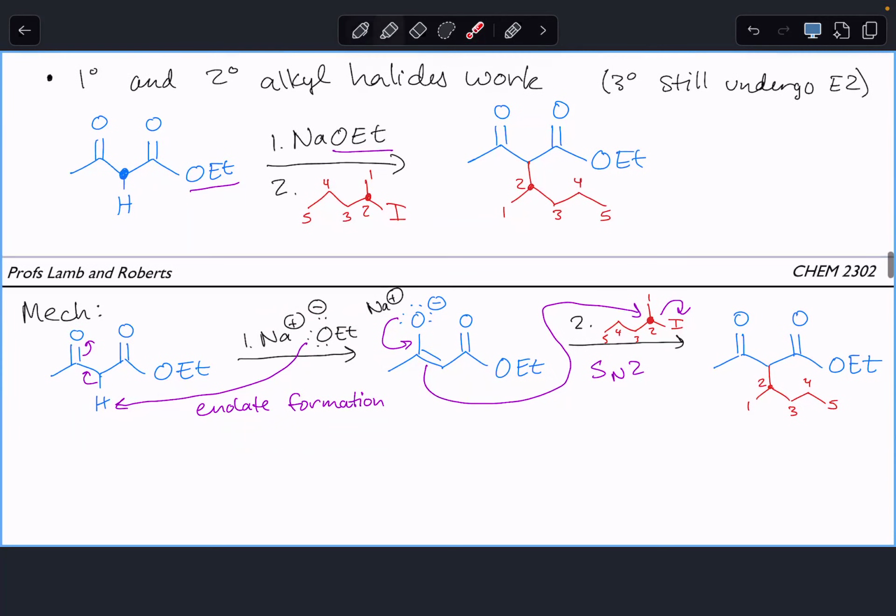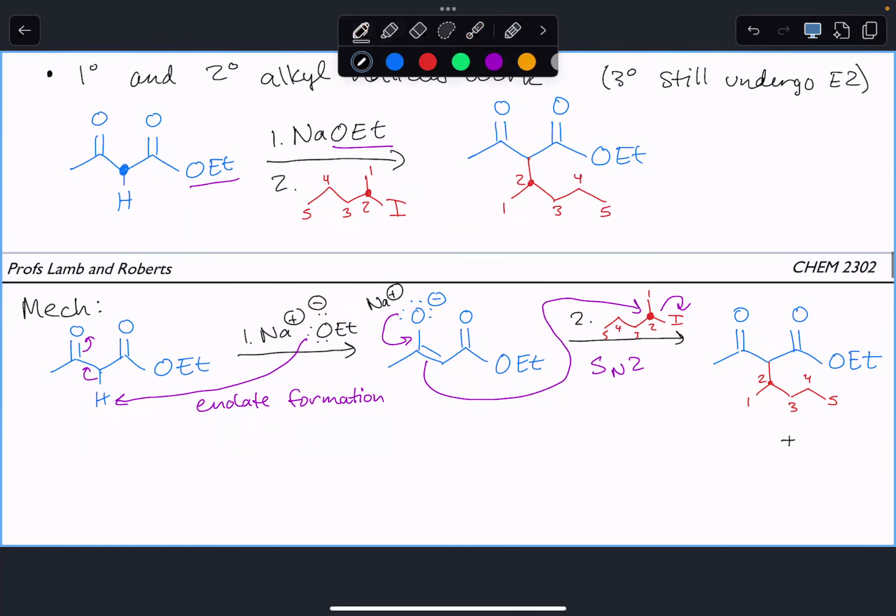Yep, absolutely. So if I draw in the byproduct here, right, we have a sodium counter ion. So we have sodium plus and we have I minus. Yeah, so it just forms a salt at the end. Great question.